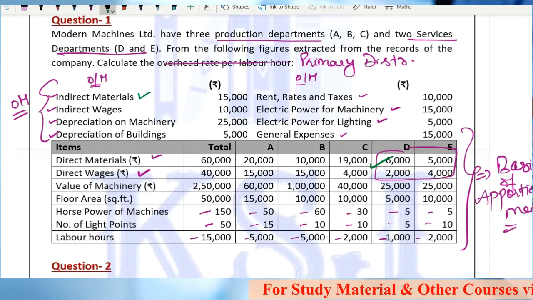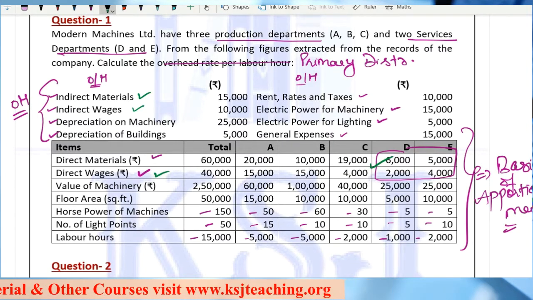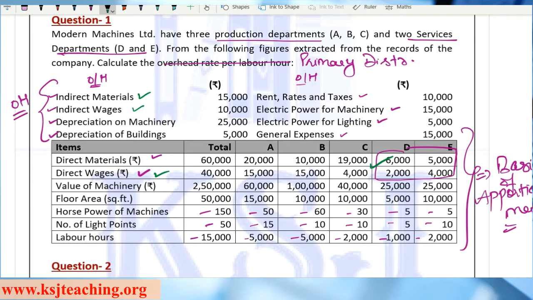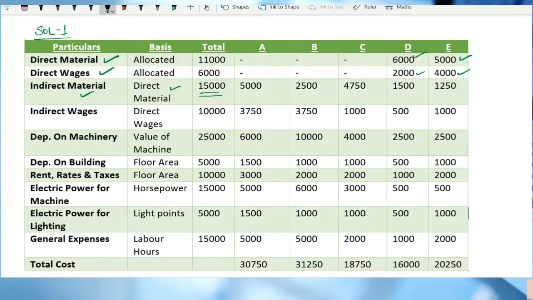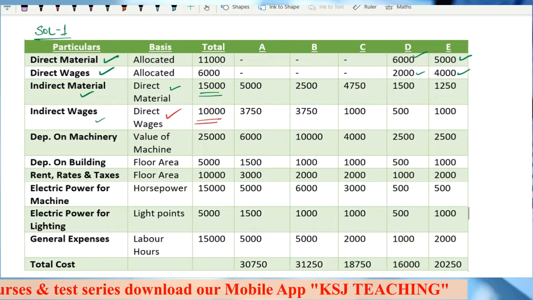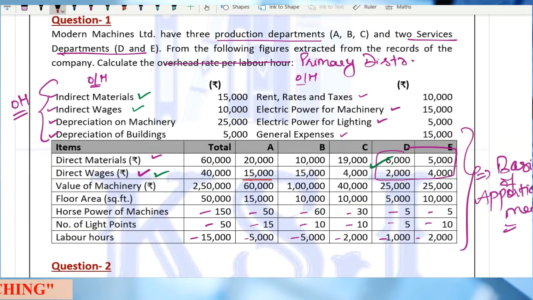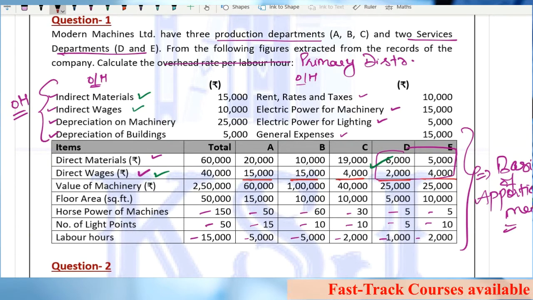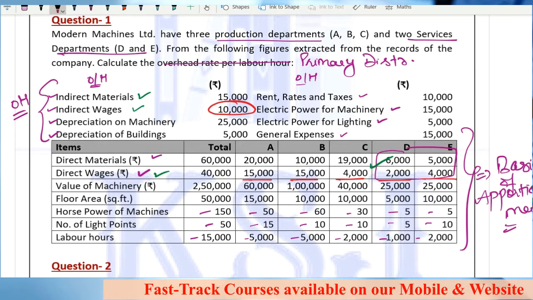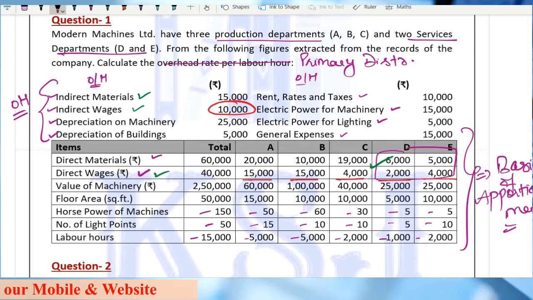Next is indirect wages of 10,000. Now what is going to be the base for this 10,000? So very simply, direct wages will be the base, that is 15, 15, 4, 2 and 4. Let's see. Sir, indirect wages on the basis of direct wages. Total is 10,000. It is distributed 3,750, 3,750, 1,500 and 1,000. What is the ratio? 15,000, 15,000, 4,000, 2,000 and 4,000. So this is the ratio in which this 10,000 is to be distributed between various departments. Right?